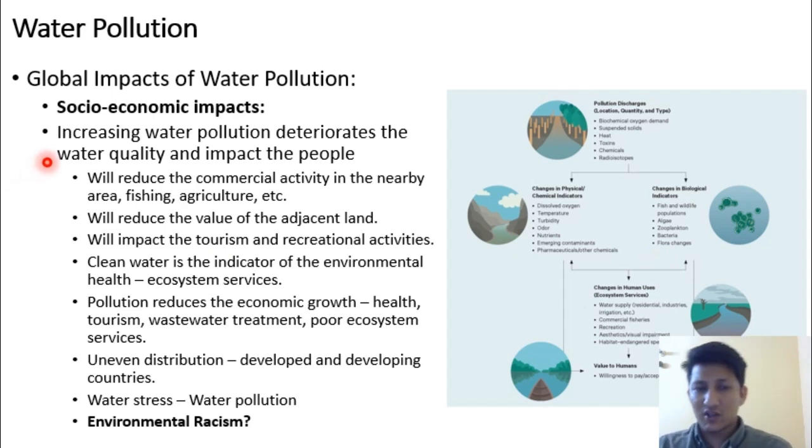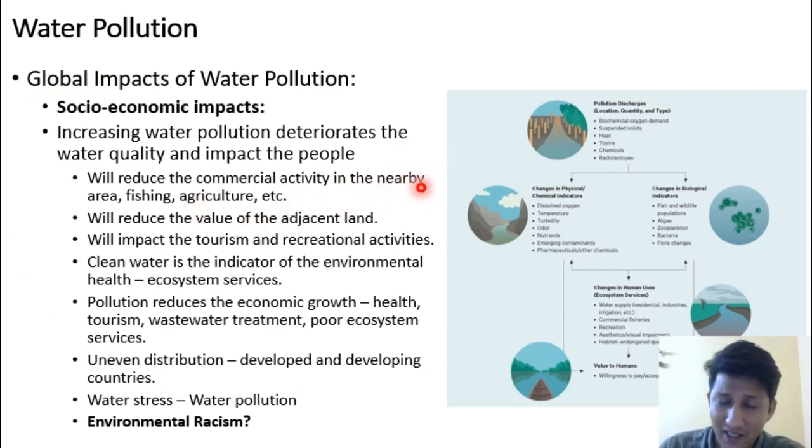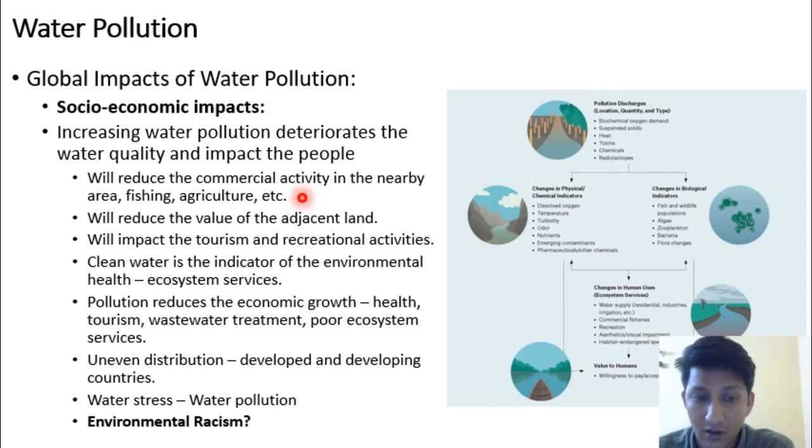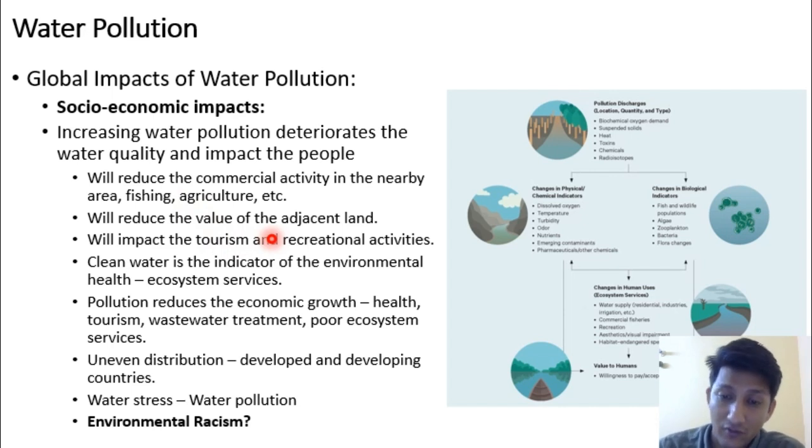So this is a question which can usually come, that how water pollution can impact society, social economics or the environment. So just go through these things that I have written here. Suppose a lake is polluted, so it will cause some issues because it will reduce the commercial purpose of that water body. People will not go to that area for fishing. People will not go to that area for recreational work, for boating. People will not use that water for agriculture. It will also reduce the price of the adjacent land.